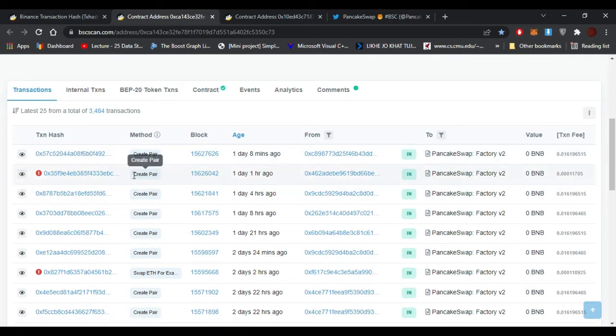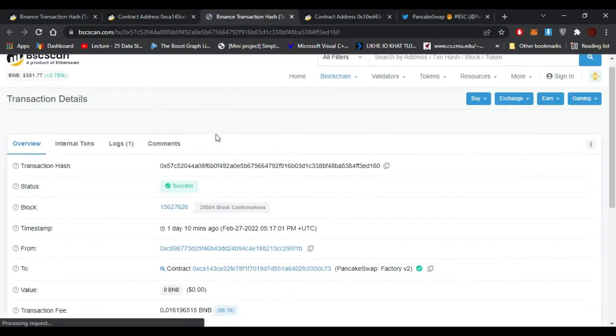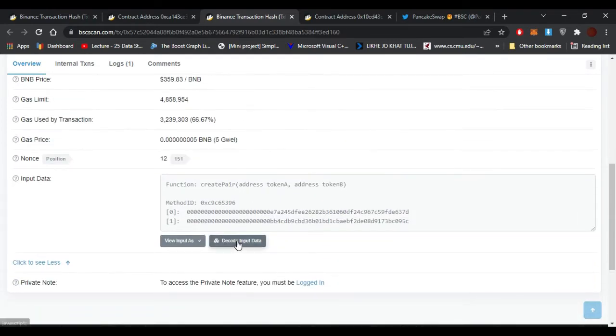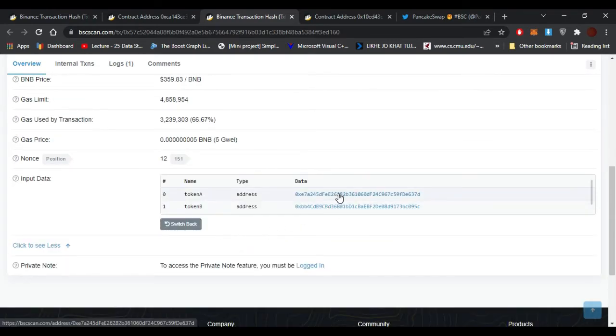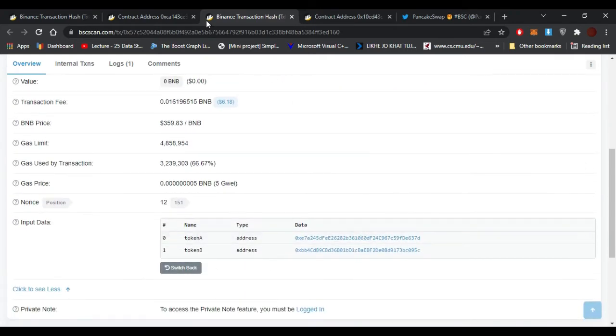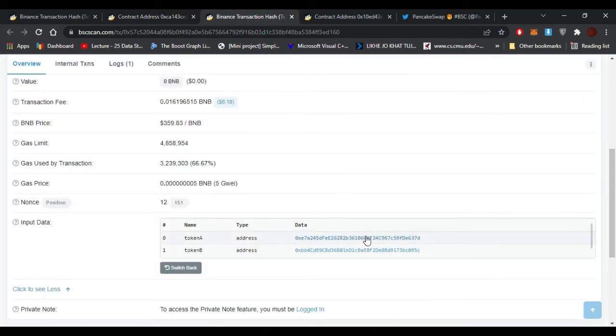So you open this up, and you will see a transaction. And in the transaction you will see the address of the two tokens, right? So that is token A and that is token B. So this is the new pool that was just created like 1 day and 8 minutes ago, right? So you open token 1, you open token 2.